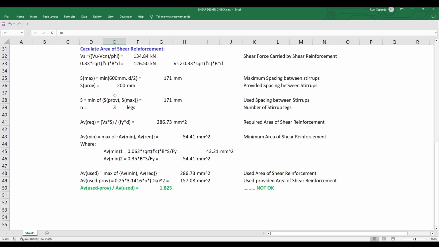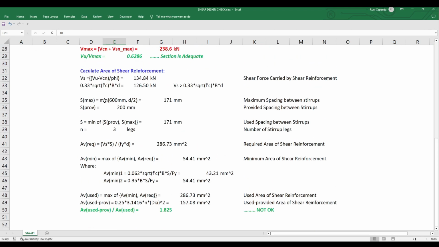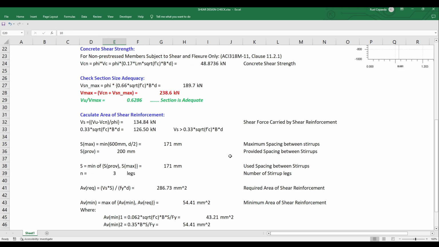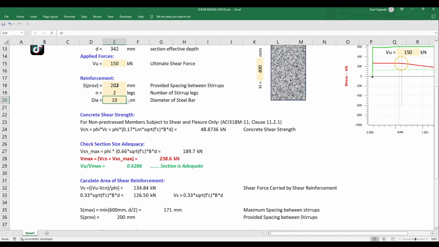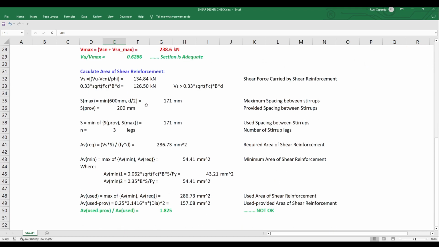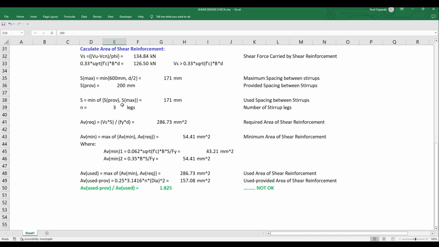Of course, we need to provide the 200 again. This is the provided spacing, which is in the encoded data. Then the S minimum is the used spacing between the stirrups, I mean, the minimum of what we provided, and of course the S max. Whichever is the lesser, that is the governing spacing of the stirrups. So 171 and 200, so we use 171.